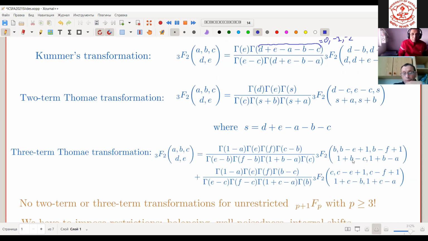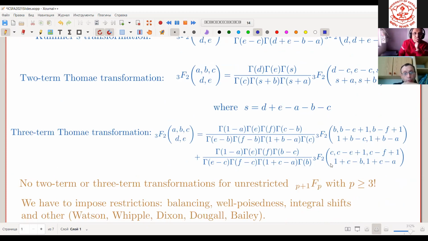But if we impose certain restrictions, then we do have a lot of different formulas. The typical restrictions are conditions like balancing, which means the sum of the bottom parameters minus the sum of the top parameters, the parametric excess, equals 1 or sometimes 2. Well-poisedness means that the sum of each pair of bottom and top parameters is a constant. Other conditions are integral shifts, like having parameter a plus 1 on the top and parameter a in the bottom. So this is a unit shift case, or it could be n, the n shift case.